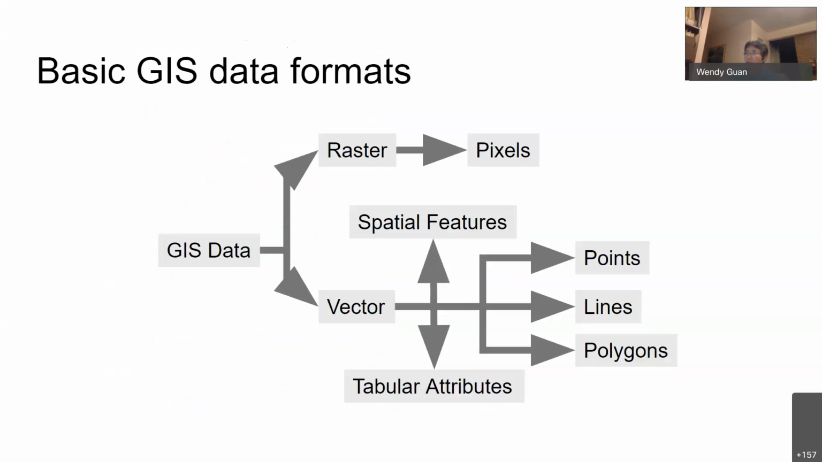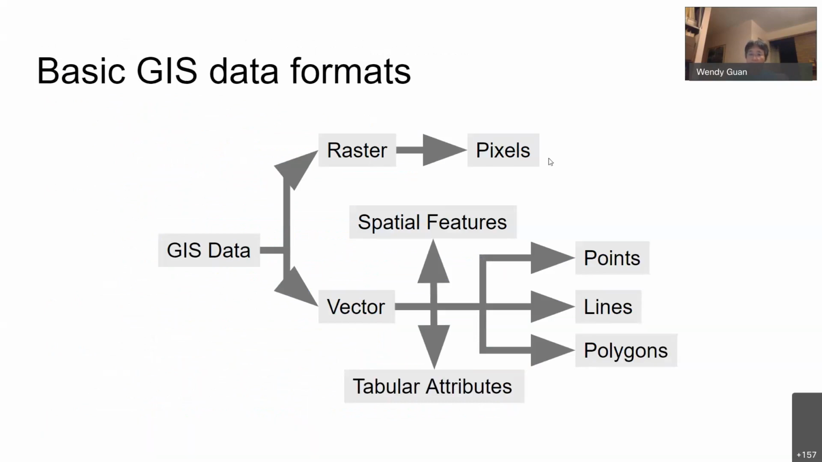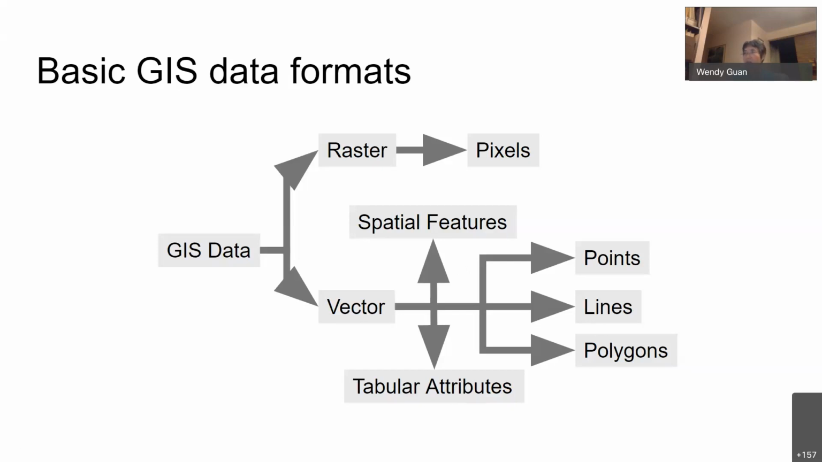For raster data, it's like a picture, right? Every pixel in that picture represents some properties on the ground. For vector data, you have point, line, polygon. And then you have the coordinates of these locations plus a description, what we call tabular attributes, describing that location. So these are different forms of GIS data that we usually use.